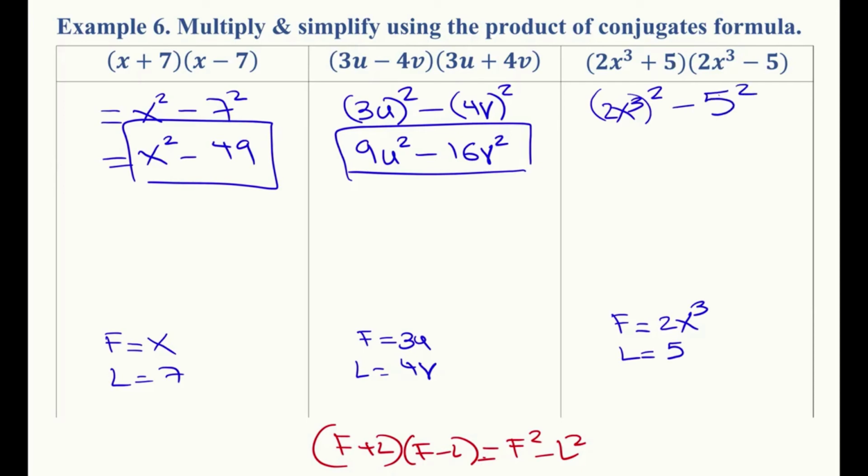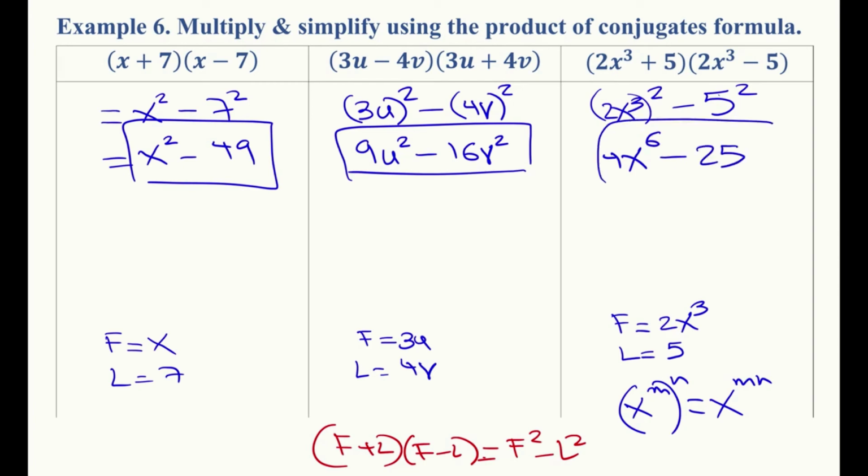So we're going to get f squared, now remember f is 2x cubed, minus L squared, so that's going to be 5 squared. So remember here you've got to square both of those factors, so 2 squared will give us 4. X cubed squared, remember we use the power rule, x to the m to the n equals x to the mn. So you get x to the 3 times 2, which is 6, minus 5 squared, which is 25, and that's all you need to do there. Okay, so really simple, really straightforward. Just have to be careful not to make careless errors. This should be very easy for you.